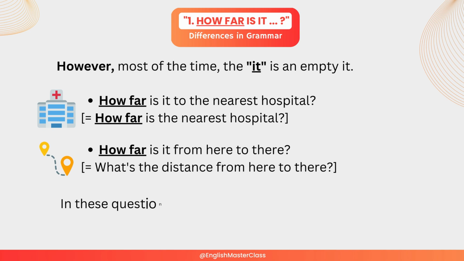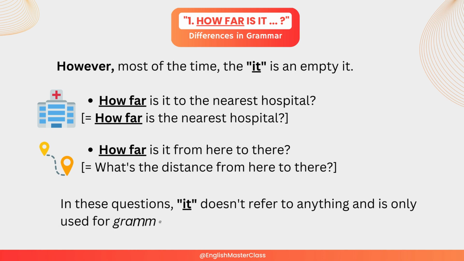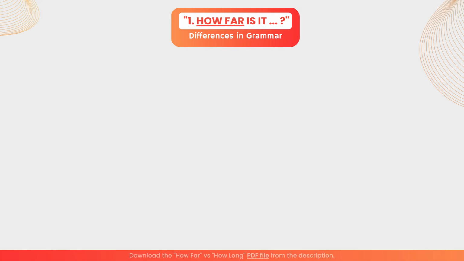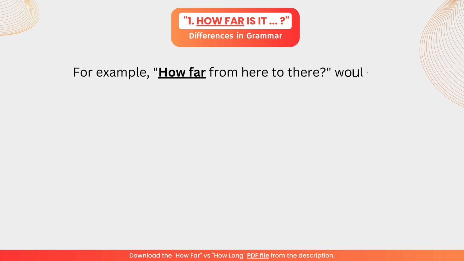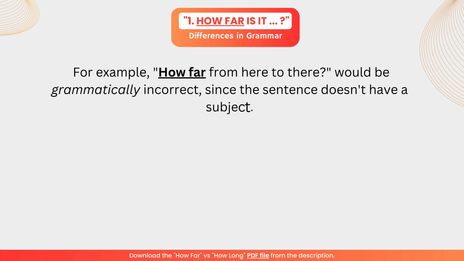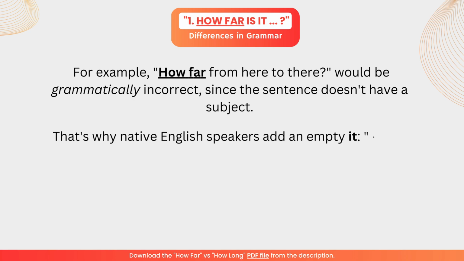In these questions, it doesn't refer to anything, and is only used for grammatical reasons. For example, how far from here to there would be grammatically incorrect, since the sentence doesn't have a subject. That's why native English speakers add an empty it. How far is it from here to there?